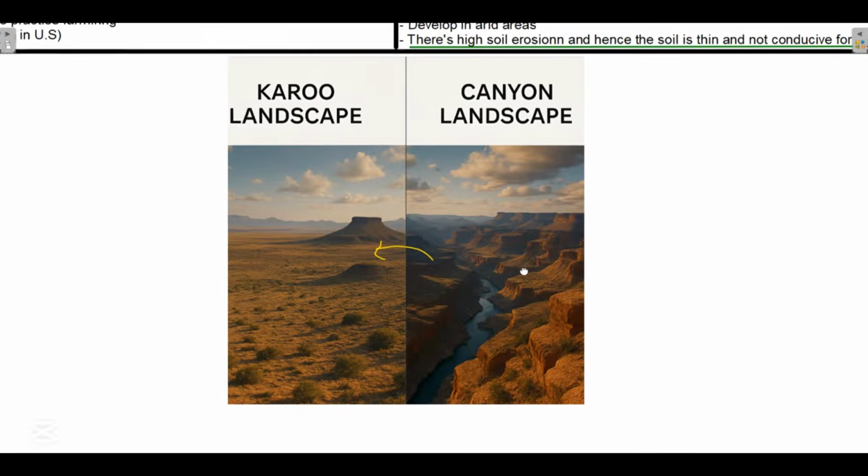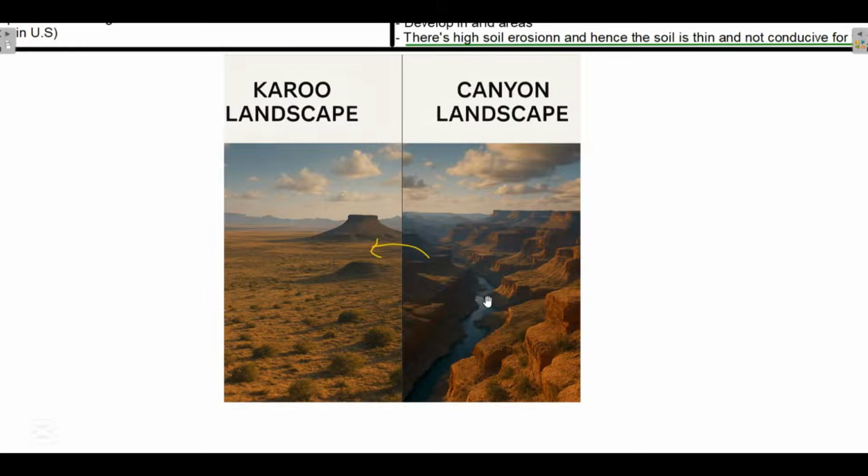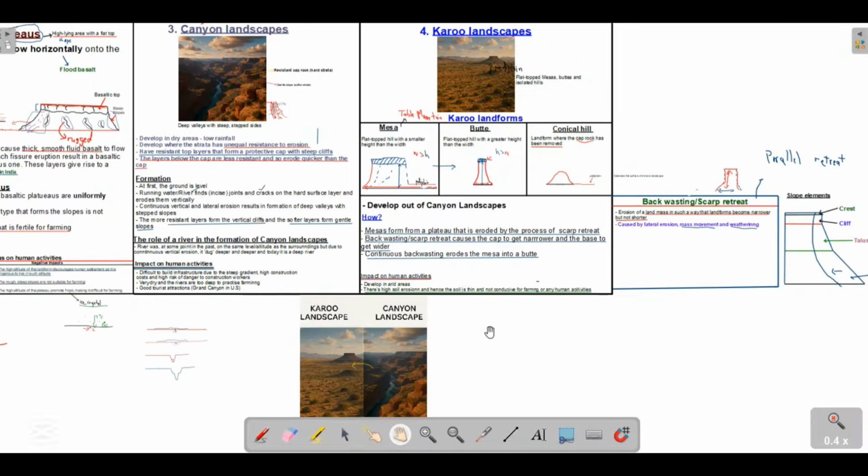That is the Karoo. And then your canyon has a valley, stepped sides, a deep river or deep valley. It has cliffs, it has those gentle slopes on the sides due to the unequal resistance to erosion of those rocks there.